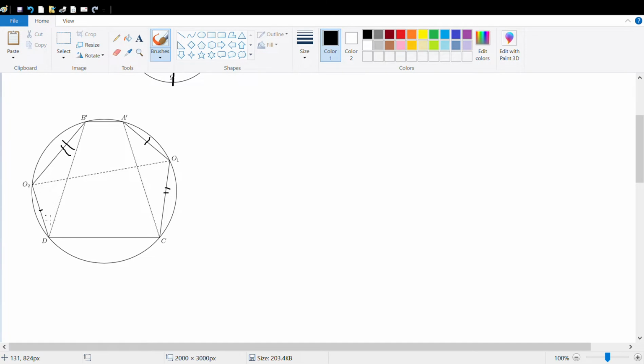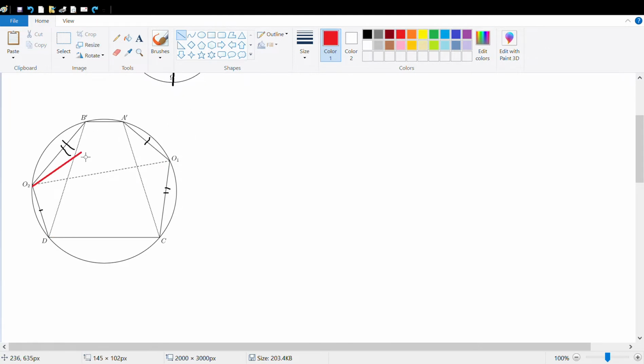And because of the way cyclic quadrilaterals work, if we have two opposite equal side lengths, that means the whole cyclic quadrilateral is an isosceles trapezoid. And so we can see here O2A'O1D is an isosceles trapezoid. And similarly, I'm going to use a different color now. Actually, I'm going to use a different color for the whole thing.